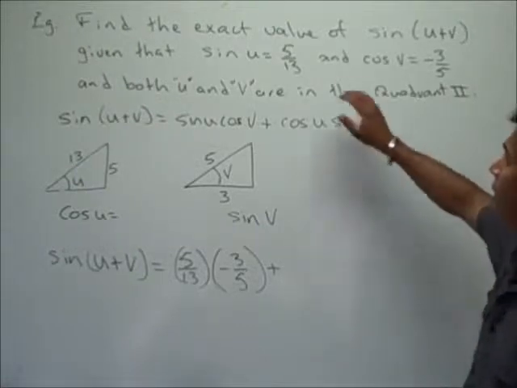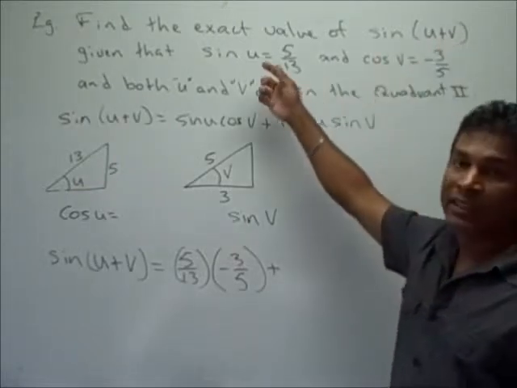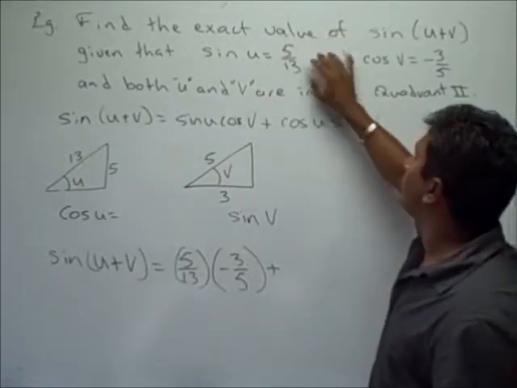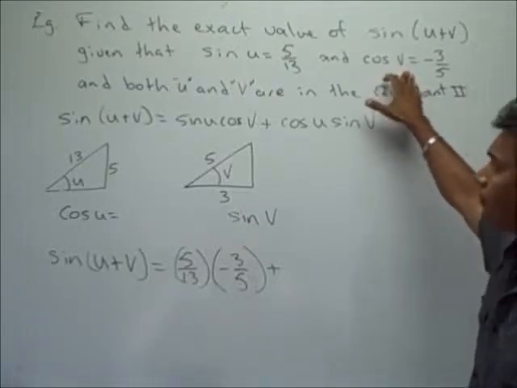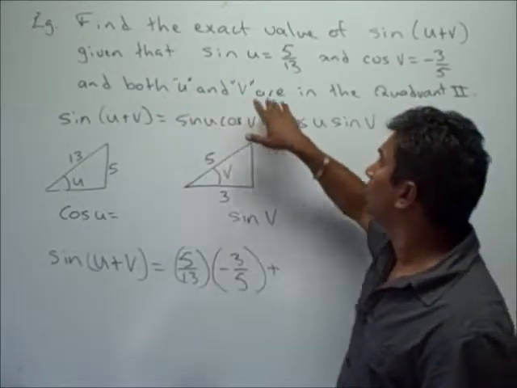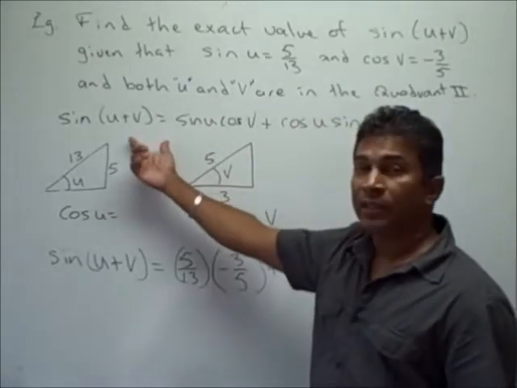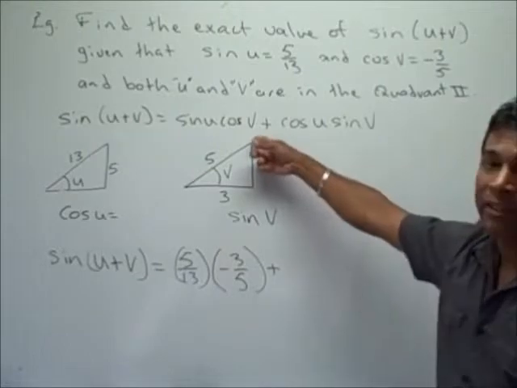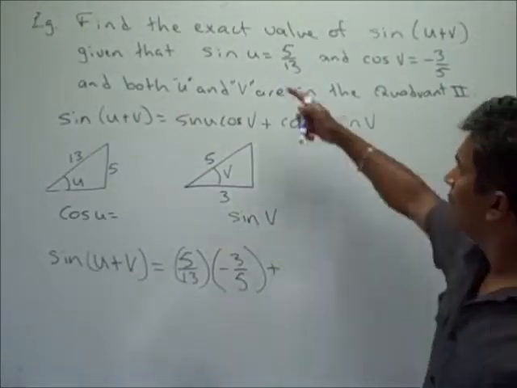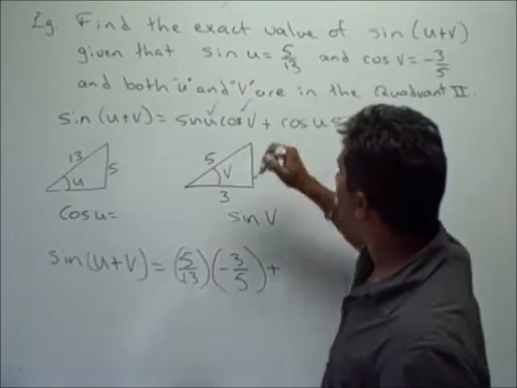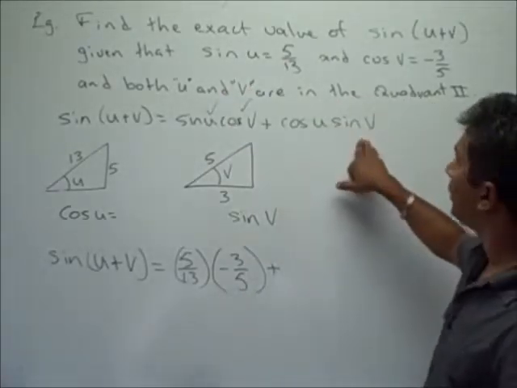Here we're being asked to find the exact value of sine of u plus v. We're given that sine of u is equal to 5/13 and the cosine of v is equal to negative 3/5. We're also told that both u and v are in quadrant 2. We know that sine of u plus v is equal to sine u cosine v plus cosine u sine v. We're given sine u and cosine v, so all we need to find now is cosine u and sine v.